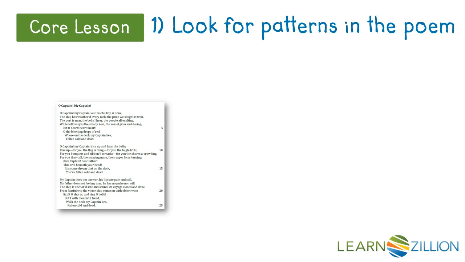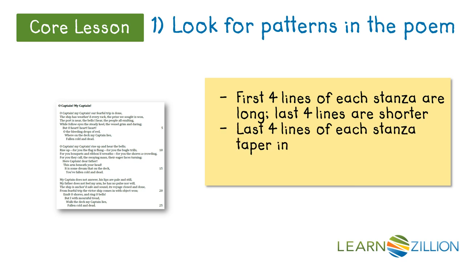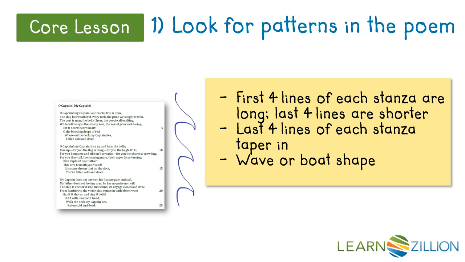Something I notice is that the first 4 lines of each stanza are a bit longer, and then the last 4 lines are shorter. The second thing I notice is that in each of the stanzas, the last 4 lines gradually fall in or taper in from the left. It's very purposeful. I also notice that if I turn my head, it has almost like a wave shape. You might also see a boat shape with masts.